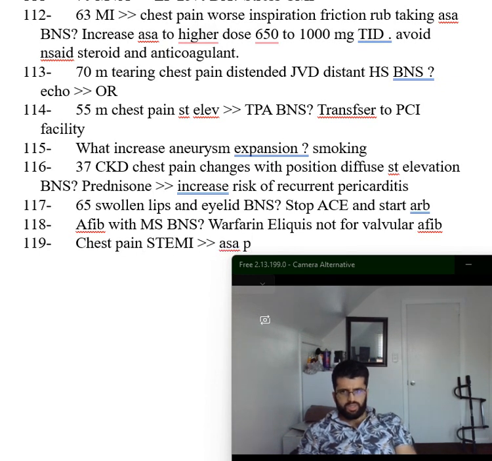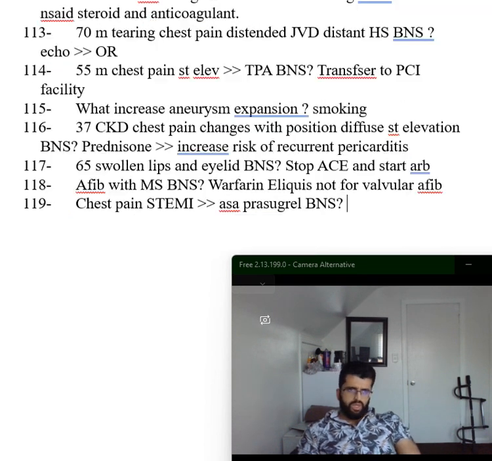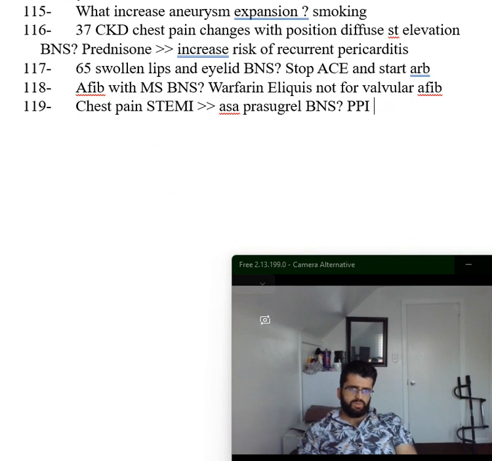Alright, this patient has chest pain, STEMI, aspirin, Plavix or Prasugrel, you know. What else do you give? For this patient, you want to give a PPI, because these patients have increased risk for bleeding and GI bleed, you know. You want to give PPI.